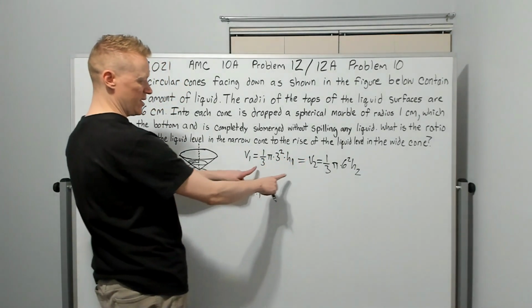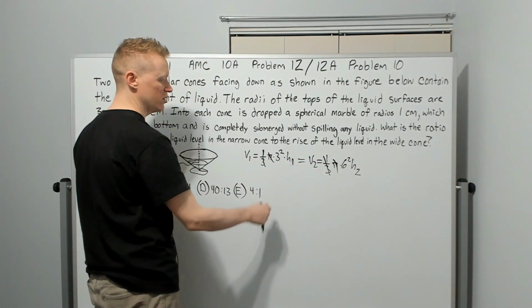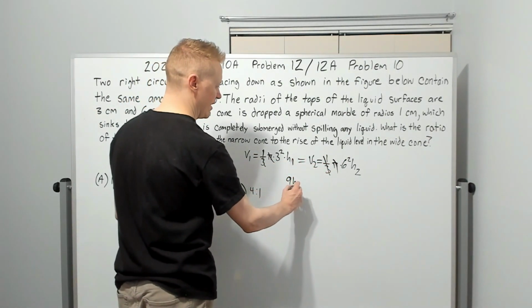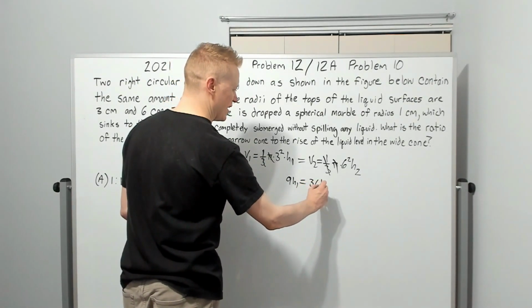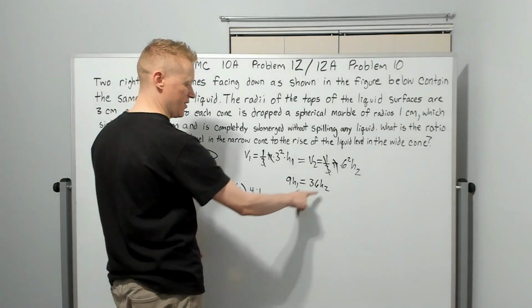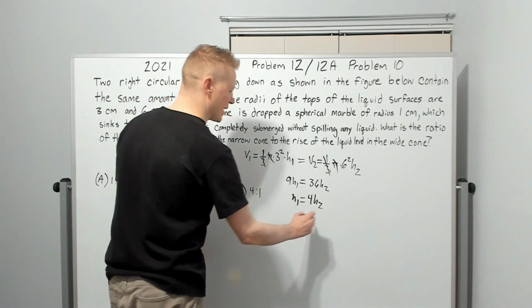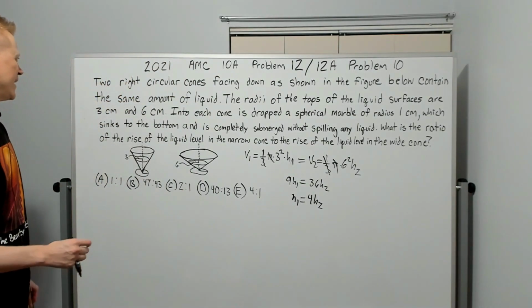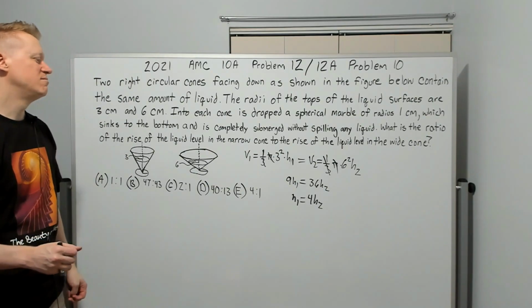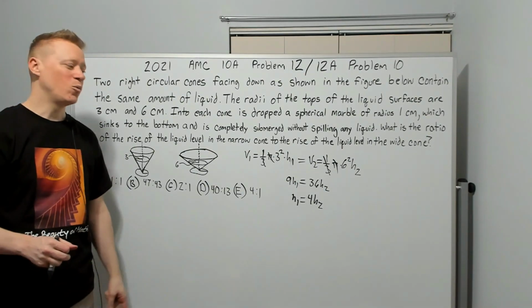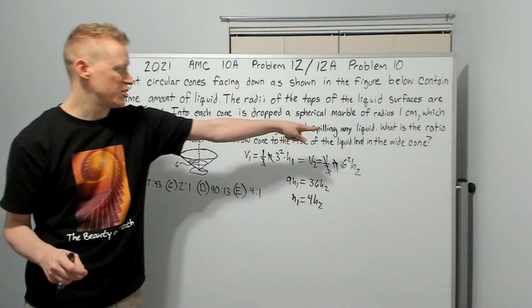But these are equal. So because they're equal, we can divide out the 1/3 pi on both. It doesn't play a role. This is going to be 9h1 equals 36h2. So I can divide by 9 to get that the first height is 4 times the second height. Now, did they tell us what the volume was of the liquid? No. So guess what that means? We can make it whatever we want because we're looking ultimately for a ratio.